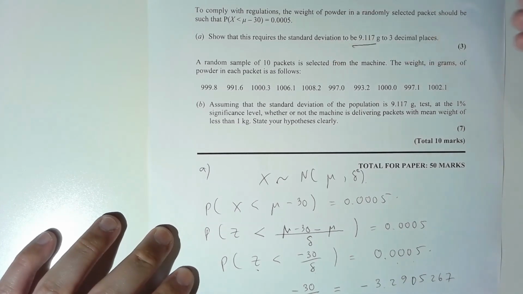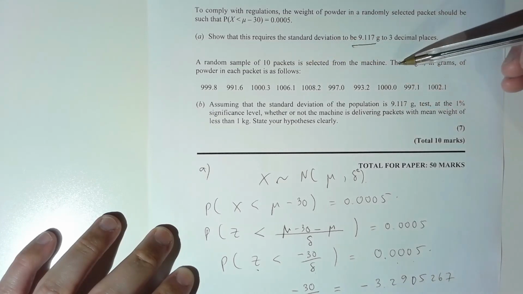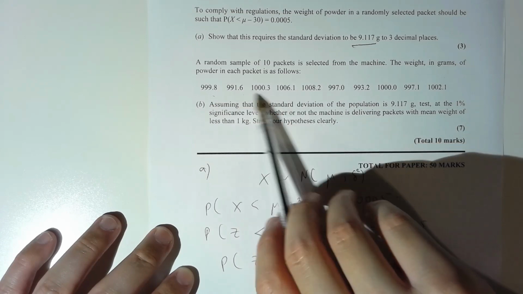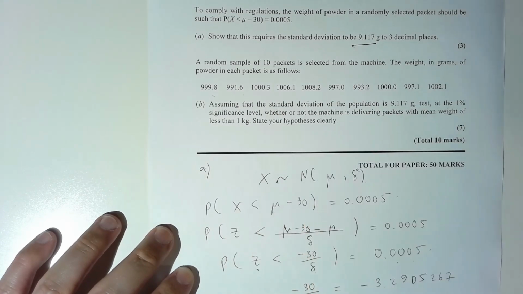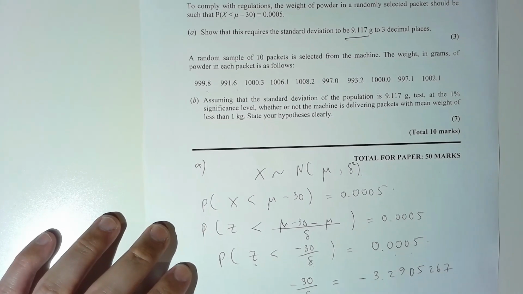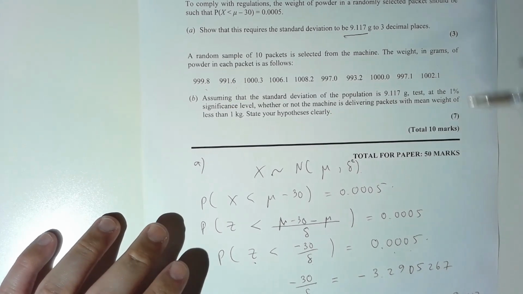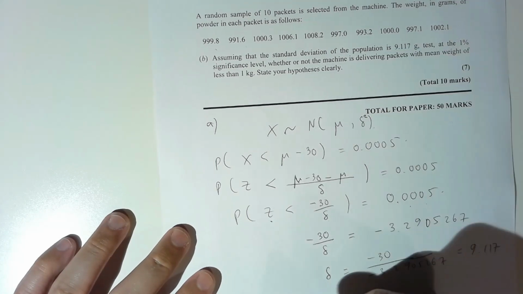Now you see that it is random, because a random sample of 10 packets is selected from the machine, with the weight in grams of each of them, the first, second, there are 10 of them. That is the evidence. We have to find the hypothesis here. We're looking for the mean weight first. So there are 10 items, so what do you do? Find the mean weight. That's the evidence we have to work out.